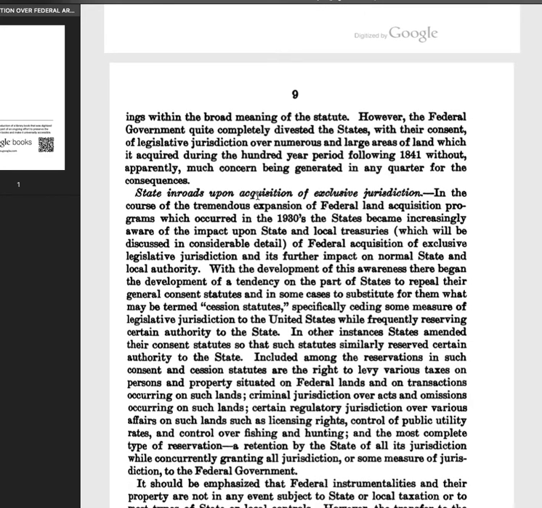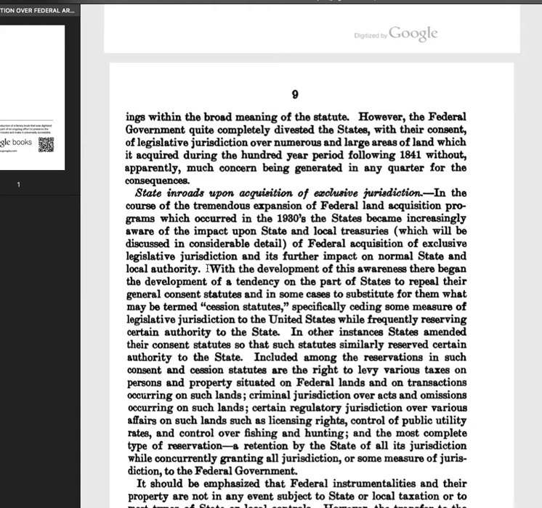State inroads upon acquisition of exclusive jurisdiction. In the course of tremendous expansion of federal land acquisition programs which occurred in the 1930s, the states became increasingly aware of the impact upon state and local treasuries, which will be discussed in considerable detail. The federal acquisition of exclusive legislative jurisdiction and its further impact on normal state and local authority.